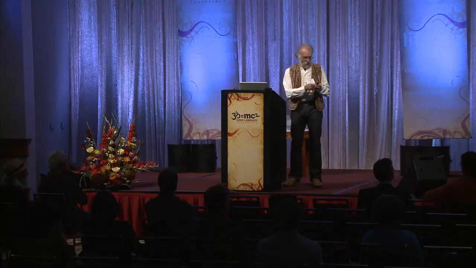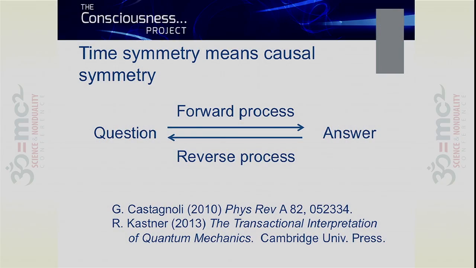So time symmetry in particular means causal symmetry. So we have a question, we have an answer, and in a symmetric unitary process, you can think of it as a combination of a forward process that goes from the question to the answer and a reverse process that starts with the answer and goes back to the question. And in fact, there's a beautiful series of papers by Giuseppe Castagnoli, in Italy.